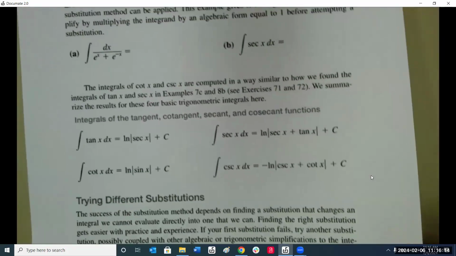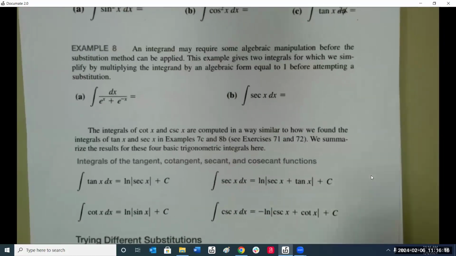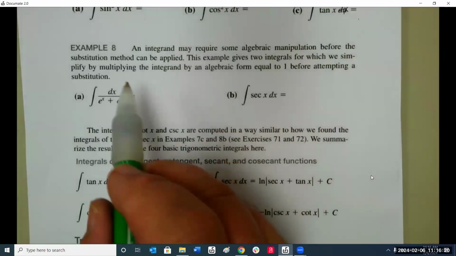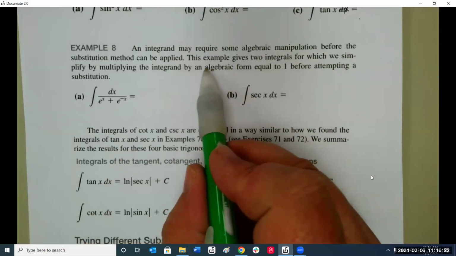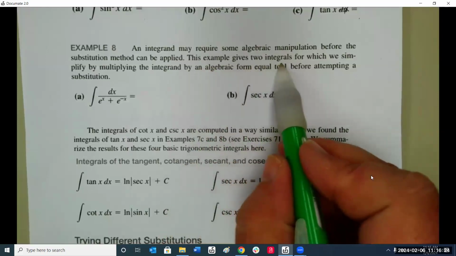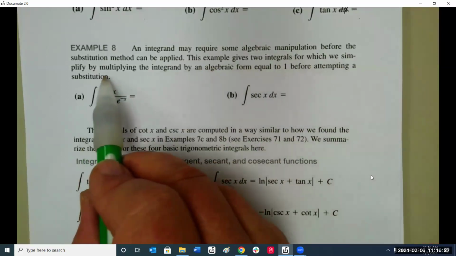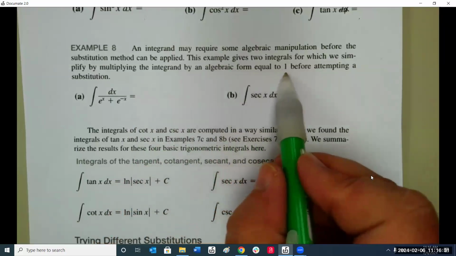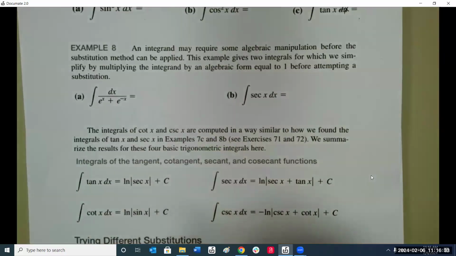Example 8. An integrand may require some algebraic manipulation before the substitution method can be applied. This example gives two integrals for which we simplify by multiplying the integrand by an algebraic form equal to 1 before attempting the substitution.